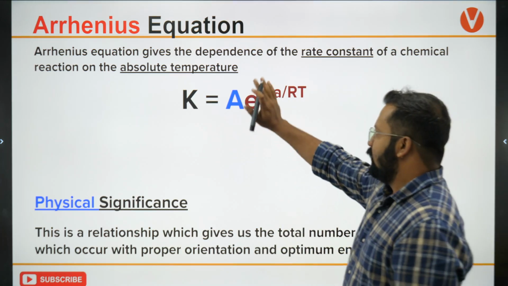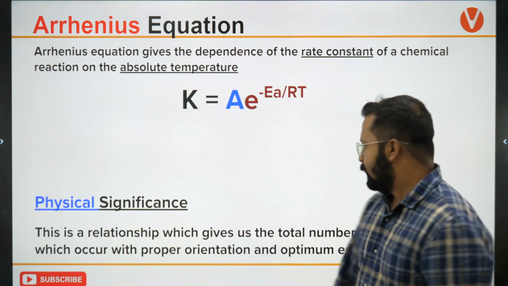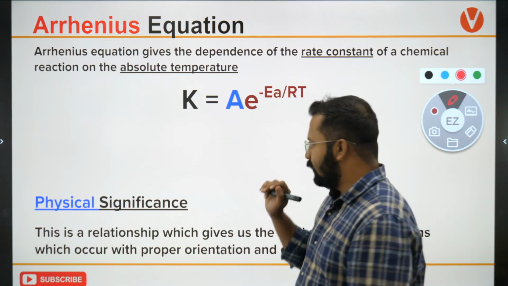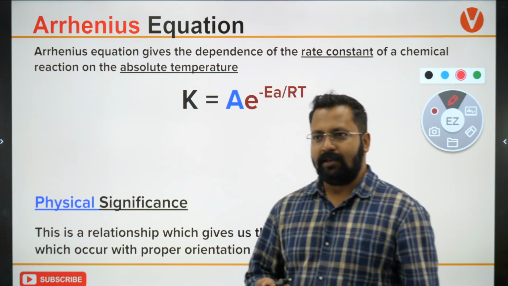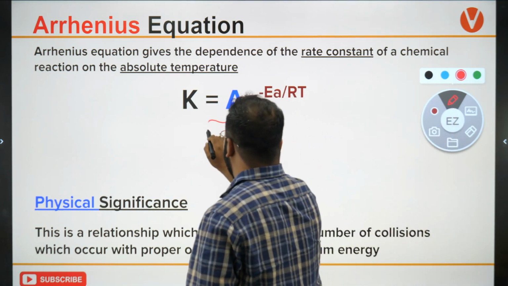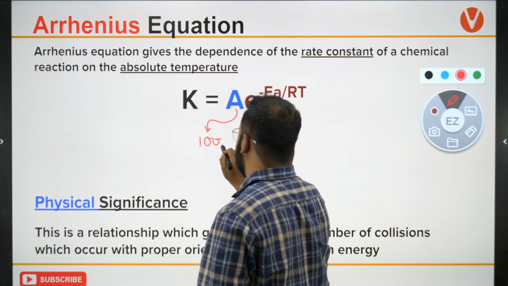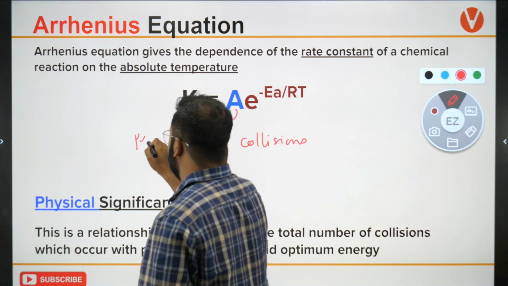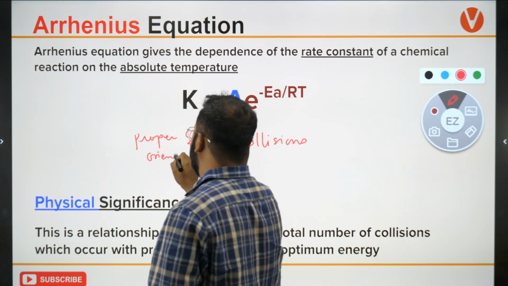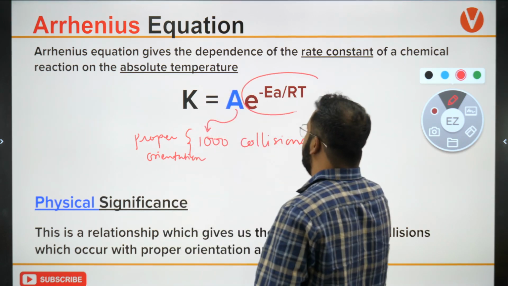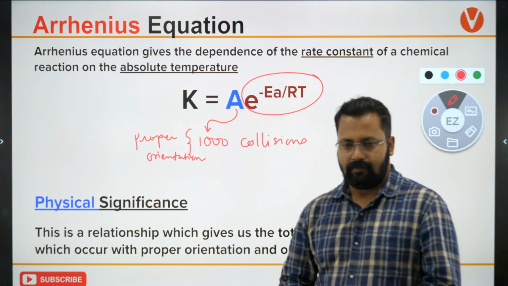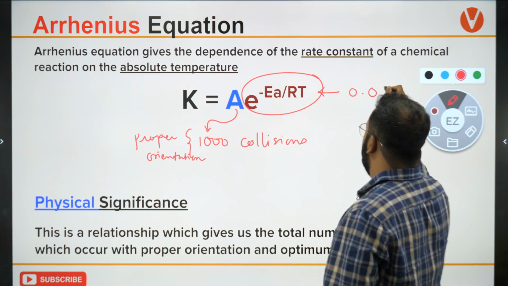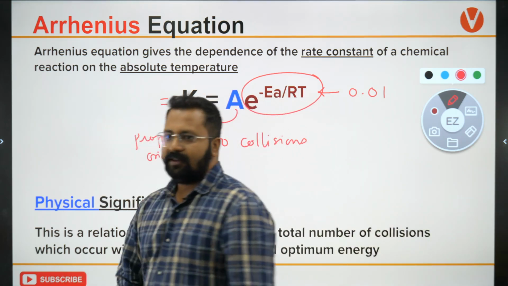So it's a very simple equation, K equals A e to the power minus Ea by RT. Now, can you tell me at which temperature? So let's say there are 1000 collisions which have proper orientation. And this fraction e to the power minus Ea by RT is a number, let's say 0.01. So what is the value of K?